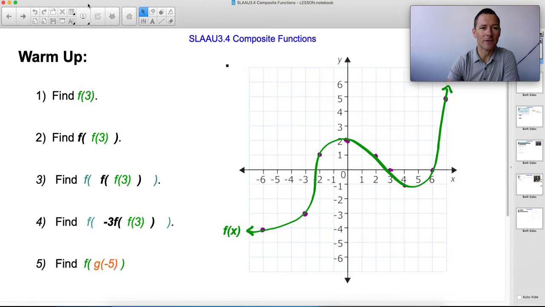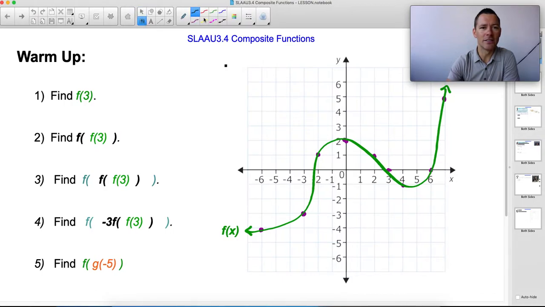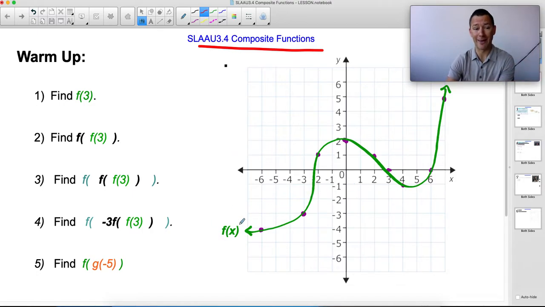Okay, so we are checking out composite functions. What I'd like you to try to find: this is a function f of x, and from the graph we can find a few things. In a second, I want you to try to find these pieces. Pause me, see if you can figure it out, and then we'll walk through it.